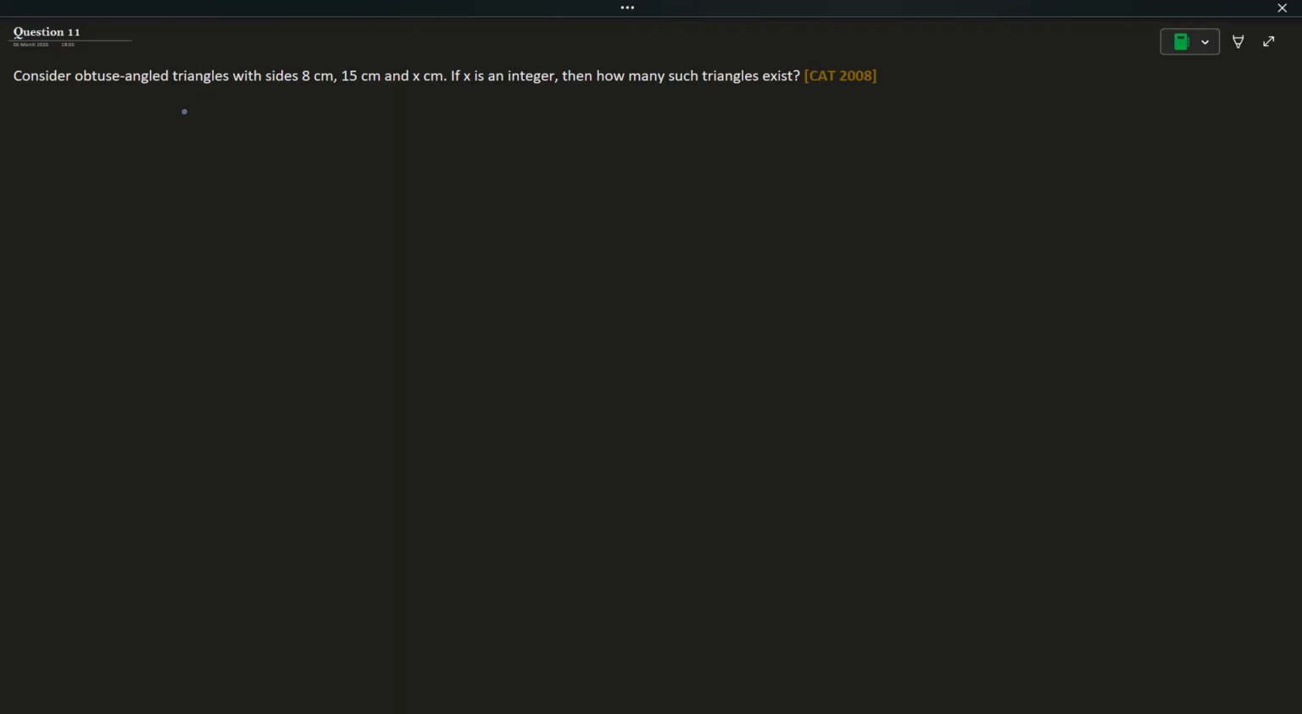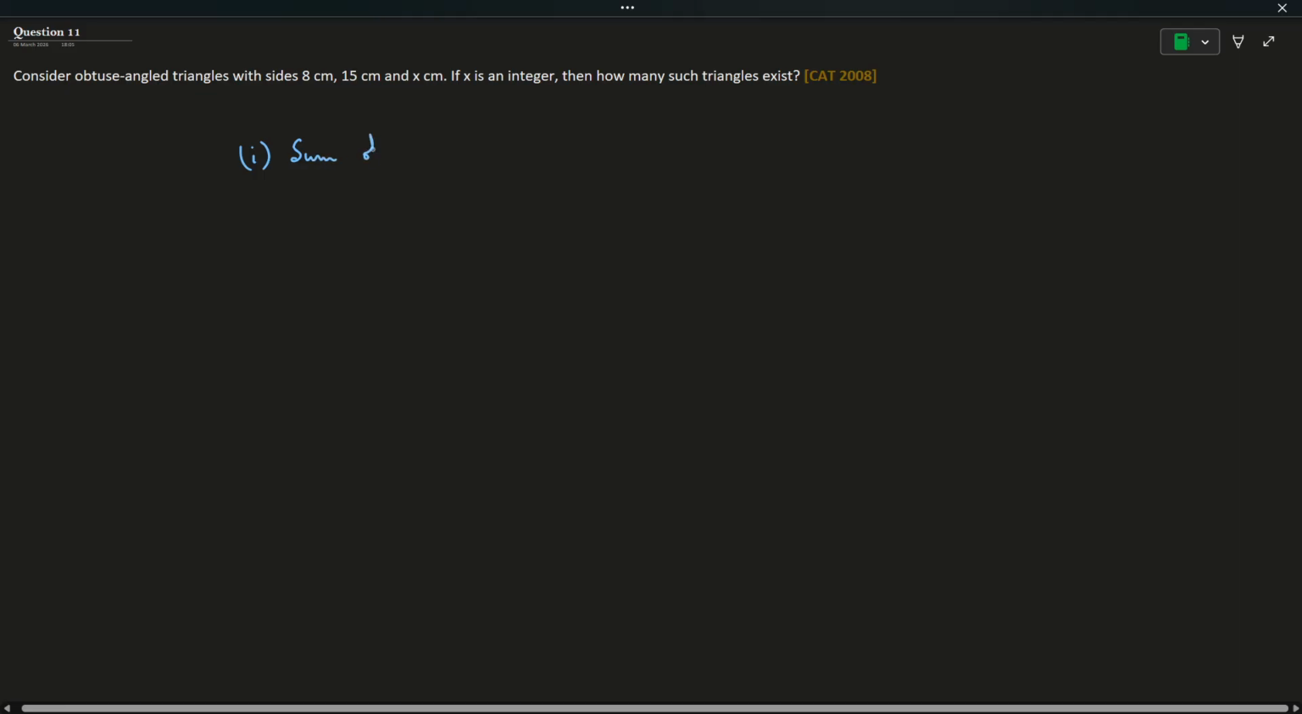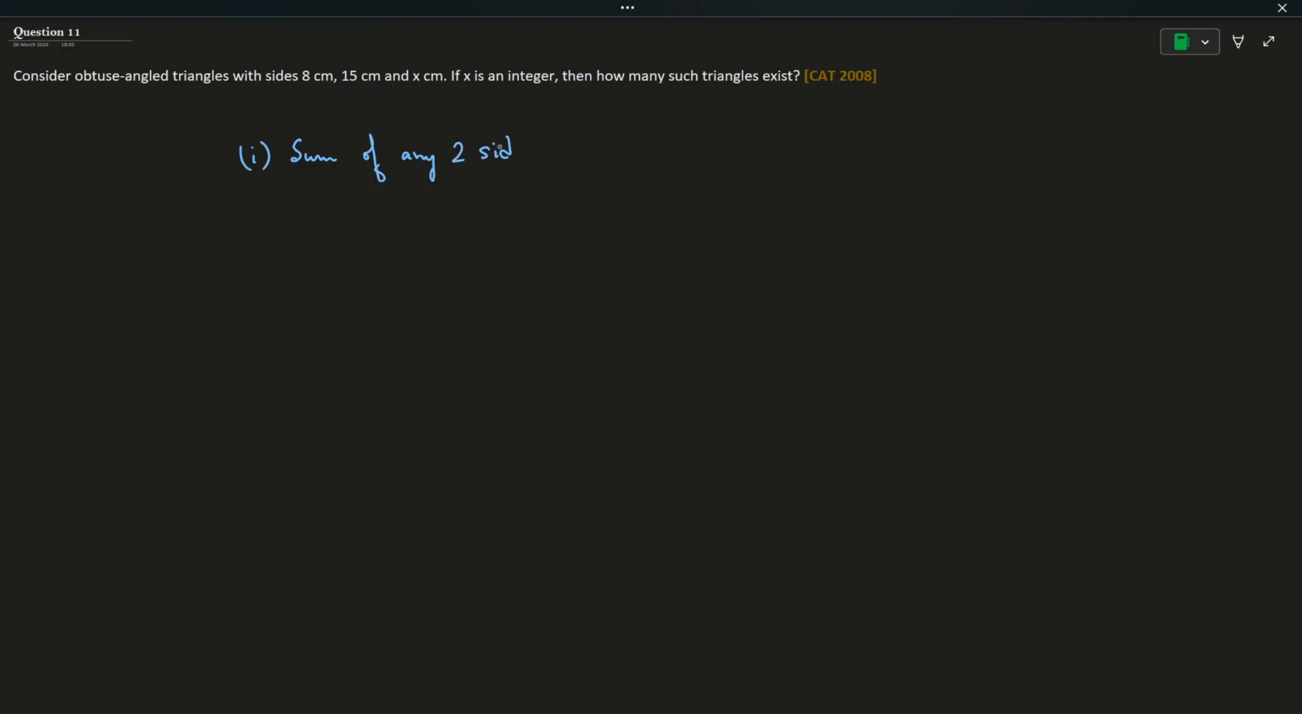We are told that this is a triangle, so there is a simple property of a triangle which states that the sum of any two sides of a triangle is greater than the third side, right? I will write the property: sum of any two sides of a triangle is greater than the third side.